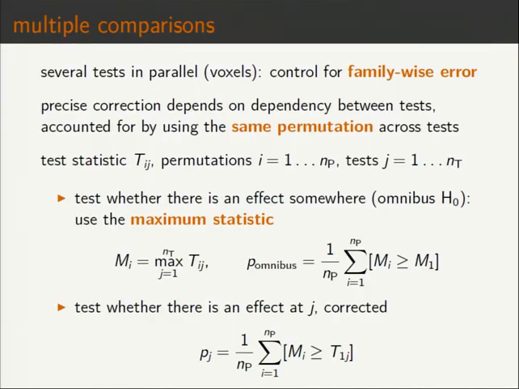And we can also use this distribution of the maximum statistic in order to compute a corrected p-value at every single location by now comparing the original value of the test statistic not with the permutation values of itself, but with the permutation values of the maximum statistic.